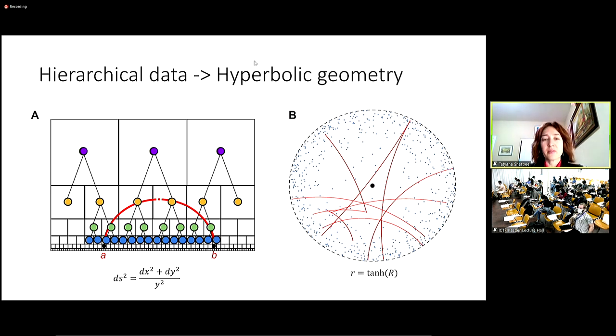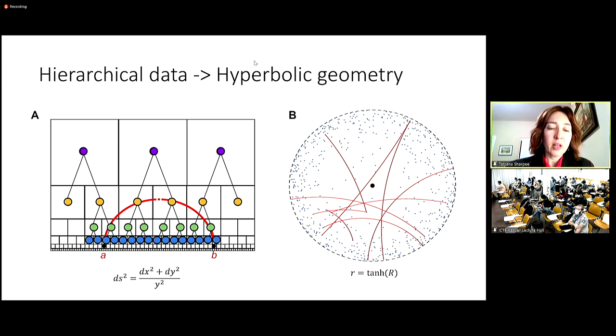However, there are two representations that are used most commonly, and they both bear Poincaré's name. The one on the left is called the Poincaré half plane, and the one on the right is the Poincaré circle. We can start with either one of those, but let's talk about panel A.